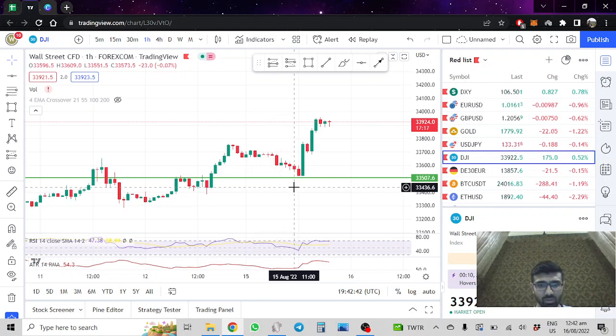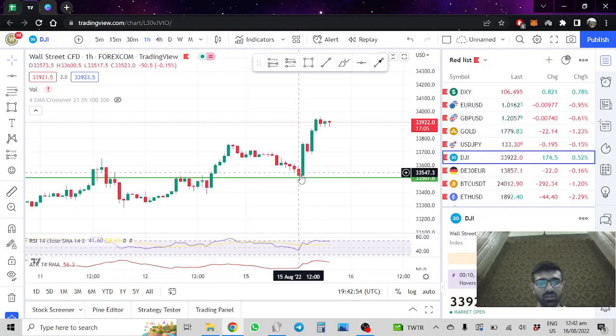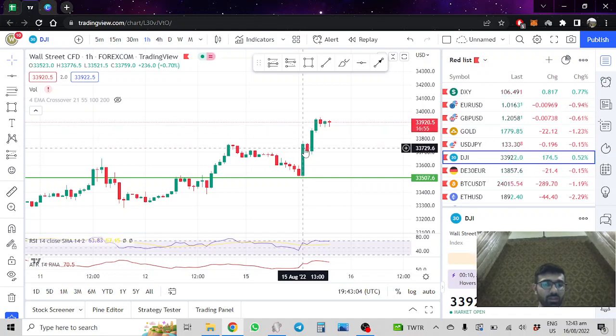This is what happens if you keep on analyzing your trades and your areas. This was the area of interest, and even if you would have taken a long trade over here, you would definitely still be in profit, even if you were following the H1.